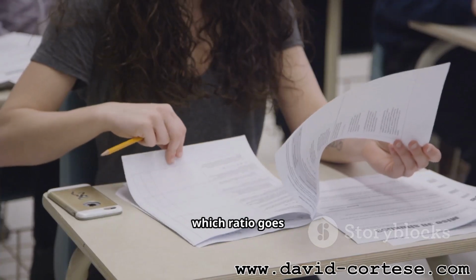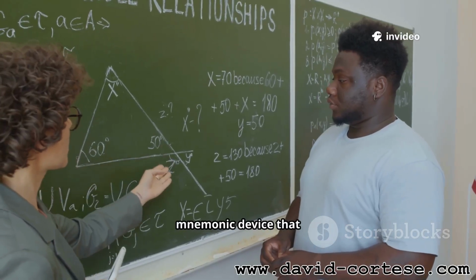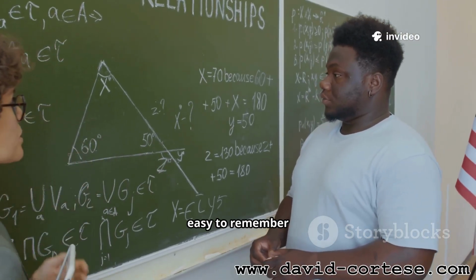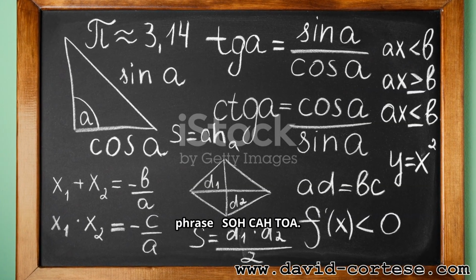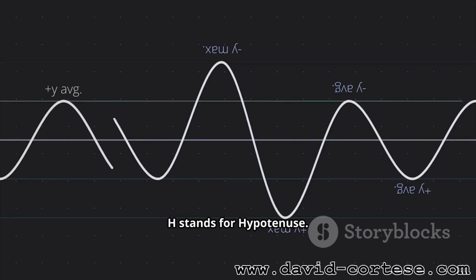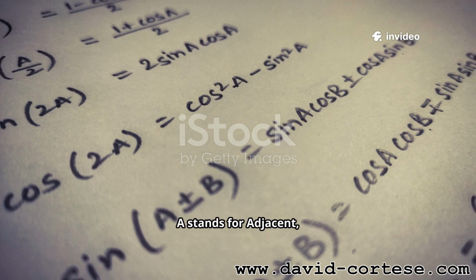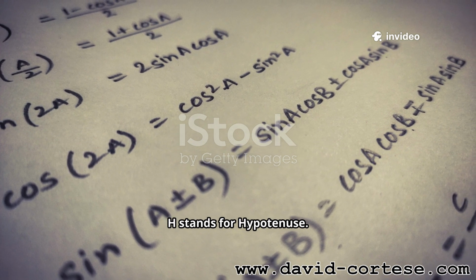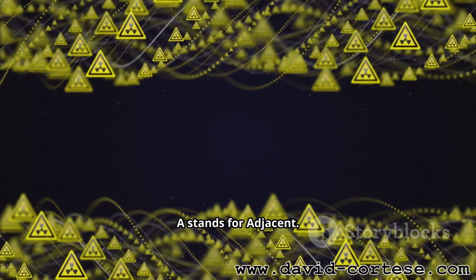Trying to remember which ratio goes with which function can be tricky at first. Luckily, there is a famous mnemonic device that makes it incredibly easy to remember these relationships. It is the simple phrase, SOHCAHTOA. SOH, S stands for sine, O stands for opposite, H stands for hypotenuse. CAH, C stands for cosine, A stands for adjacent, H stands for hypotenuse. TOA, T stands for tangent, O stands for opposite, A stands for adjacent.